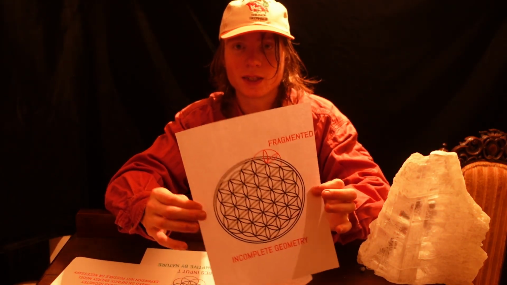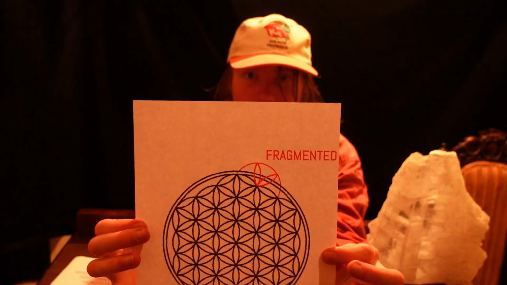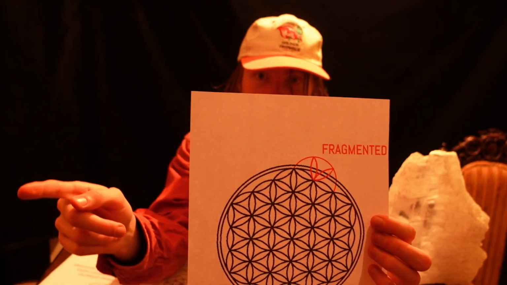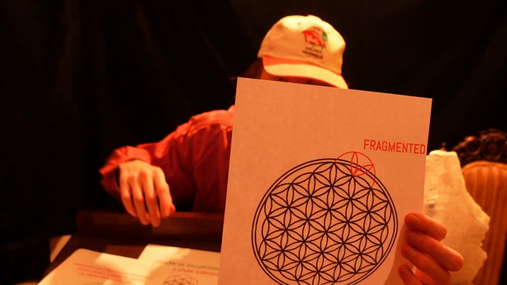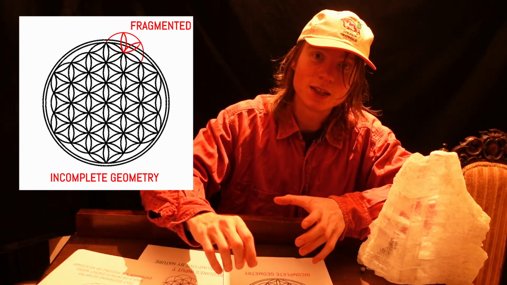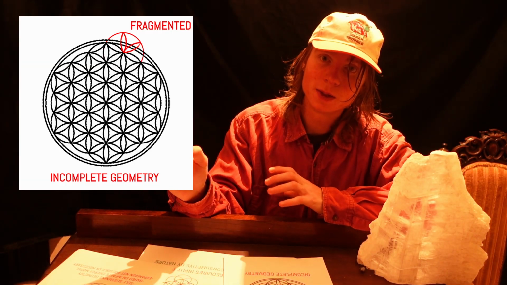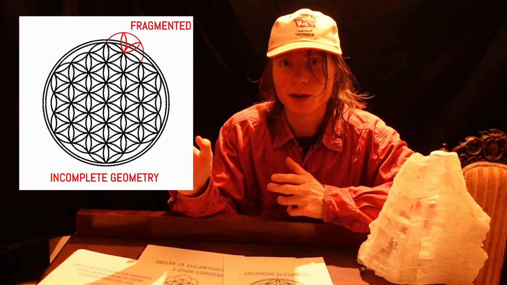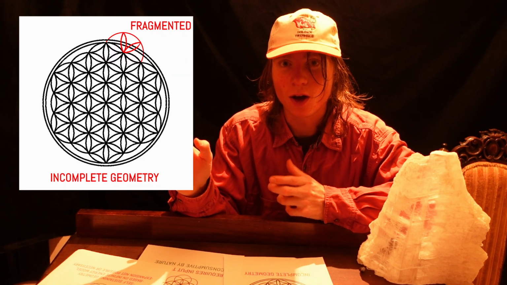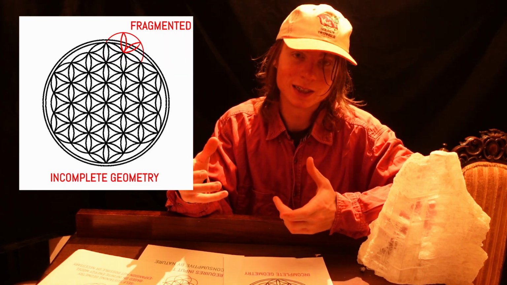So first of all, we'll take a look at the Flower of Life. As we can see here, this is the one that is often seen online. It is the Flower of Life that has a circle going around it. I'll put an image up on screen if you would like to see that. As you can see from this little highlighted red bit, it is fragmented, meaning that the whole piece is not there, it is not holistic.